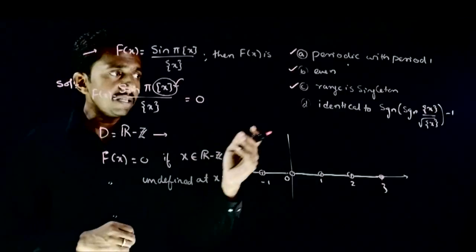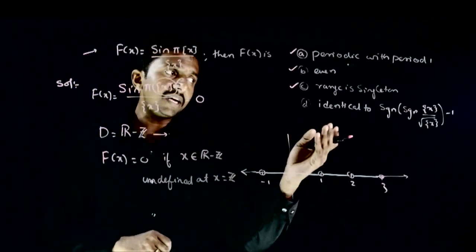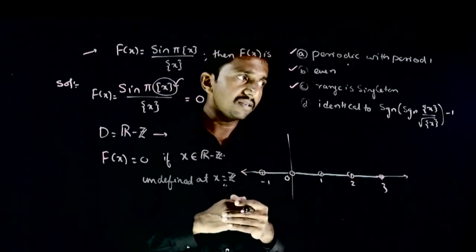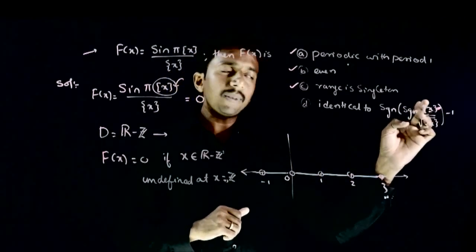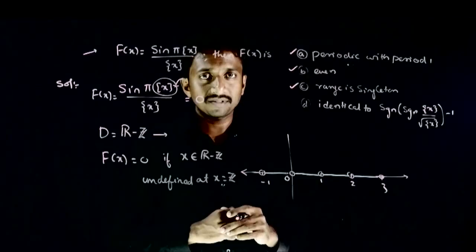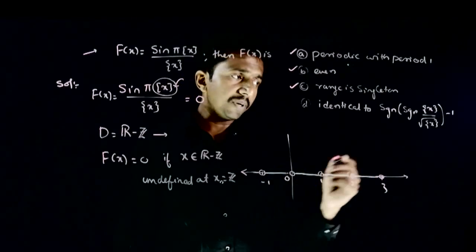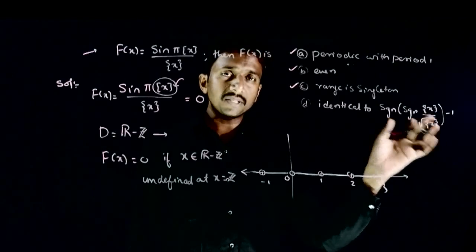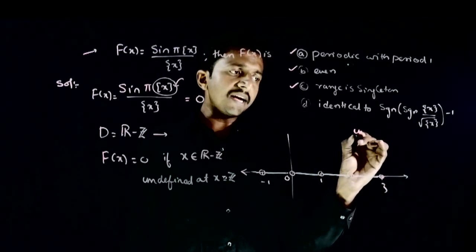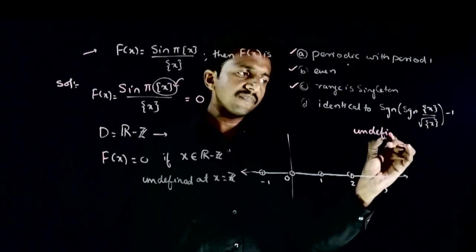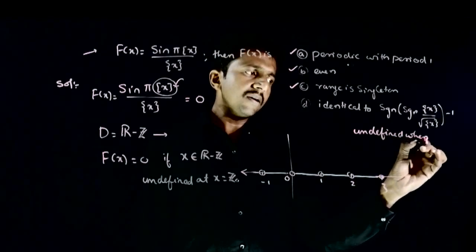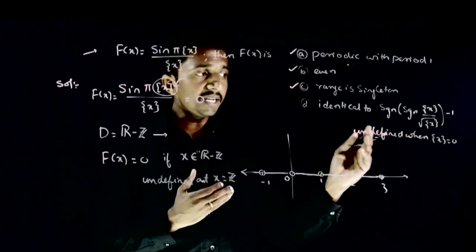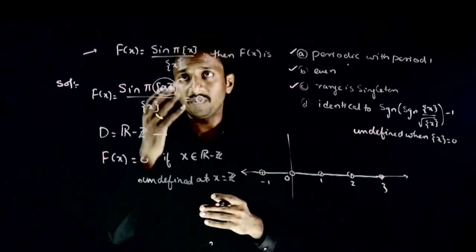और दे रहे कि this function f of x is identical to this function. So what is this function? Let us analyze this. Signum of fractional part of x by root of fractional part of x. So आप देख सकते हैं this function signum of fractional part of x by root of fractional part of x is again undefined when fractional part of x is equal to 0. That is, integers पे ये function भी defined नहीं है, similar to this.